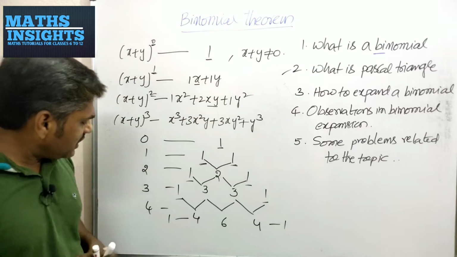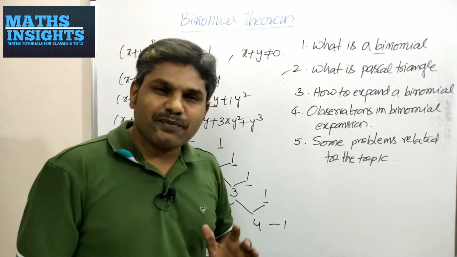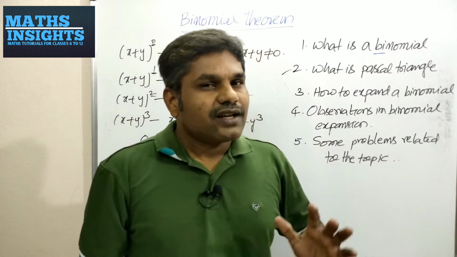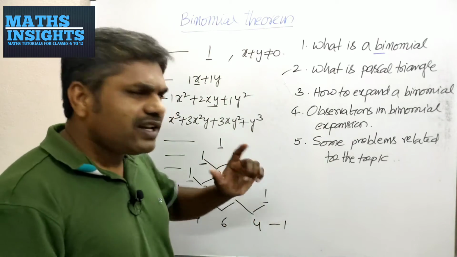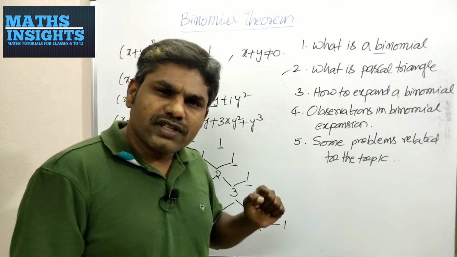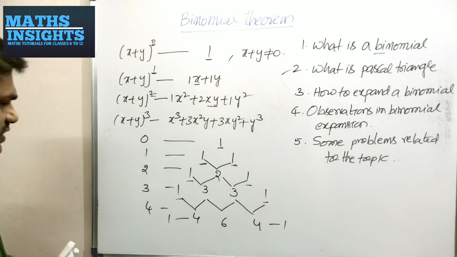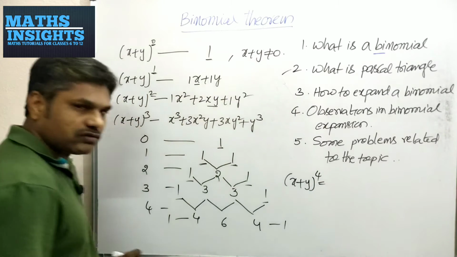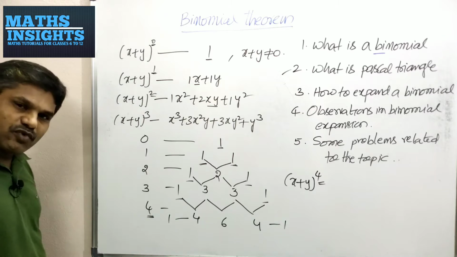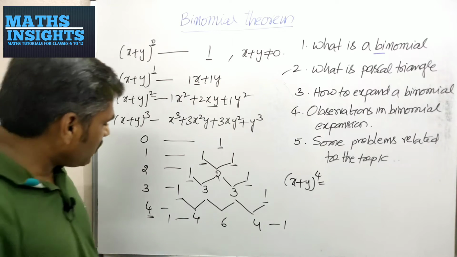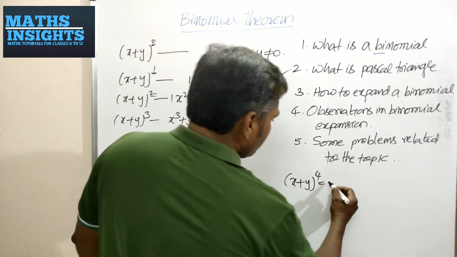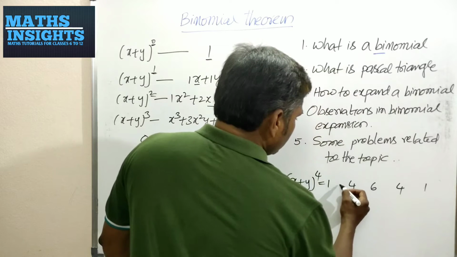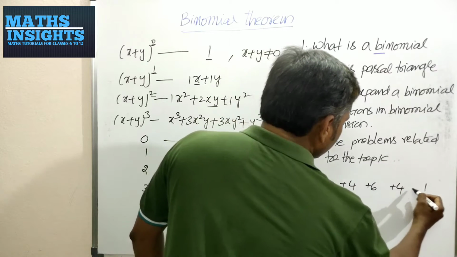So you know that if the index of the binomial increases, it will become difficult to expand the binomial using Pascal's triangle. I will expand one using this Pascal triangle, by using the coefficients. See, if you take x plus y whole power 4, I have written already when the index is 4, the coefficients are 1 4 6 4 1. So this is plus plus plus plus.